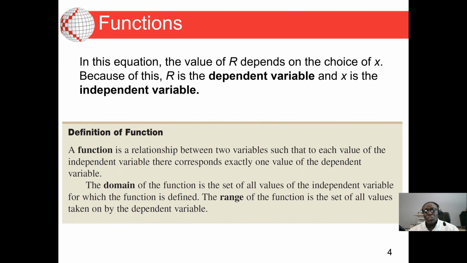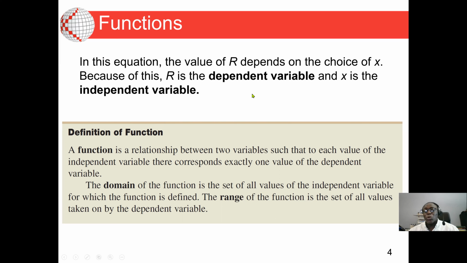So let's go to the definitions. First of all, we're going to find out if there's a relationship between two variables. Then secondly, we want to know whether that relationship creates a function. So first, in this equation, the value of R, which is the revenue, depends on the choice of X. The more X products we sell, the more revenue we're going to generate, which is R = 1.25x. So in this case, we call X the independent variable because X will determine R. R will be called the dependent variable.